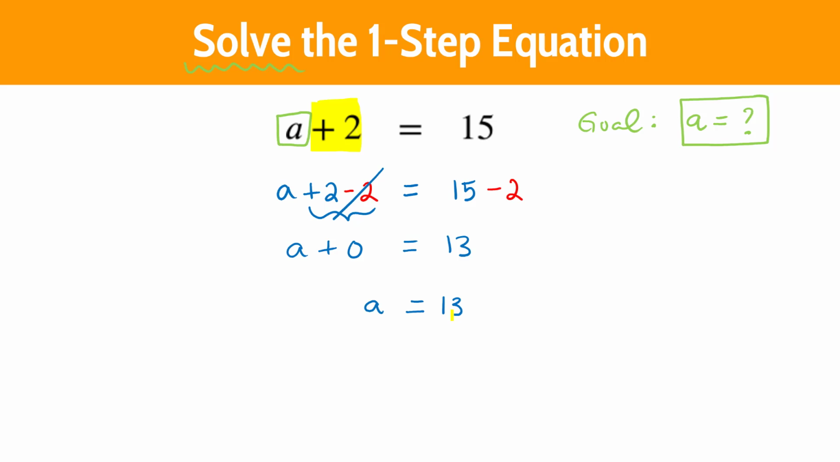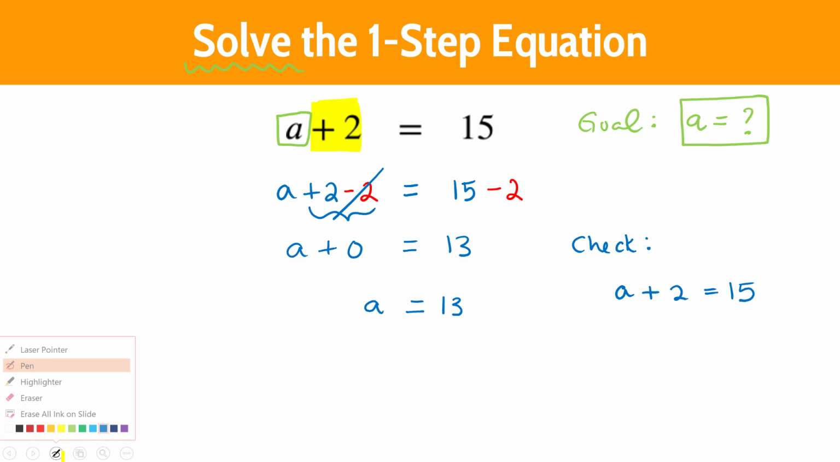Can I check if I've done this correctly? Have we solved for the value of a? For sure we can. We can start with the original equation. As a check, you can start off with your equation, a plus 2 is equal to 15. And then for the value of a, let's grab a highlighter. We said that a has a value of 13.